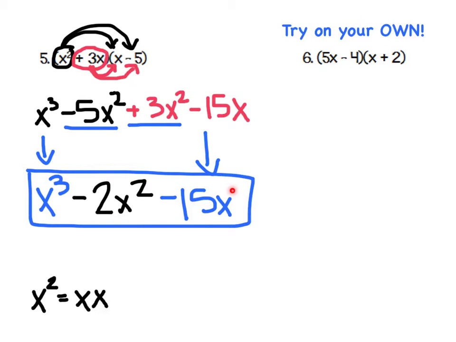Number 6, go ahead and try that on your own. Okay, it's pretty straightforward. Double distribution. Whenever you have a letter that has no number in front of it, remember you can always write the number 1 in front of it to help you in that instance.